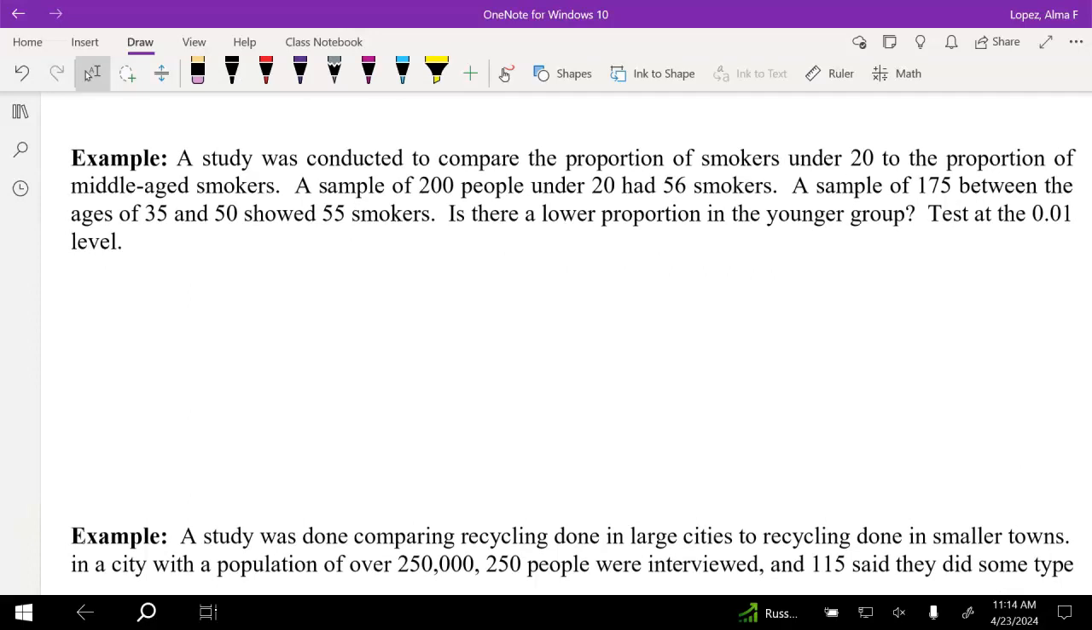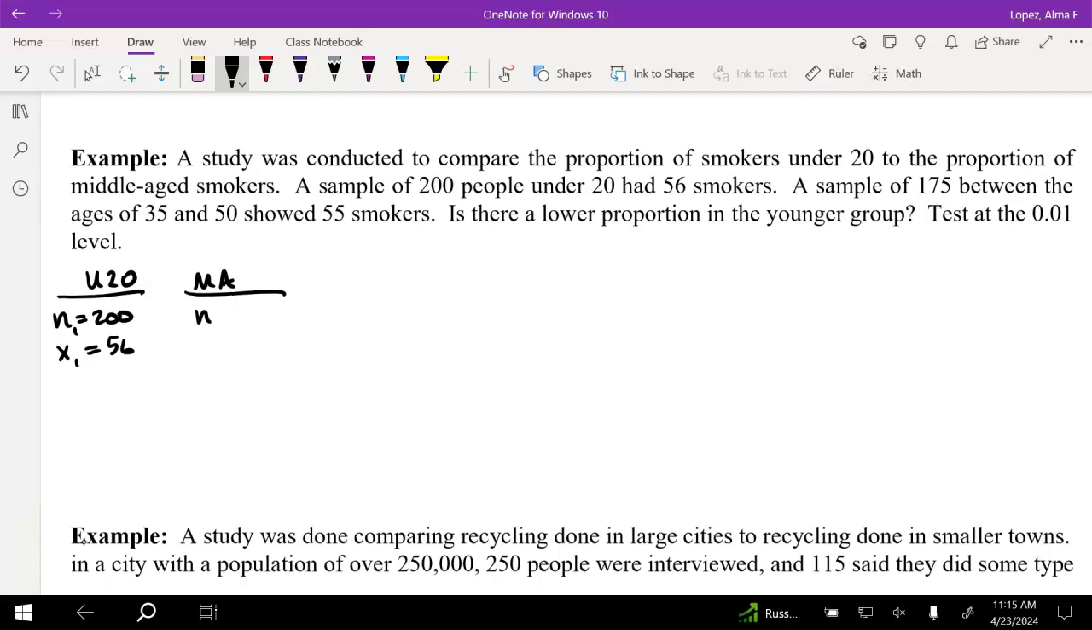This first test, it's going to take us longer to collect the information or to write down everything. Let's see, it says a study was conducted to compare the proportion of smokers that are under 20 to the proportion of middle-aged smokers. So we have under 20 and middle age. So it says here, a sample of 200 people under 20 had 56 smokers. So that's our X. Now this is the first sample being mentioned, so I'm going to put the ones on it.